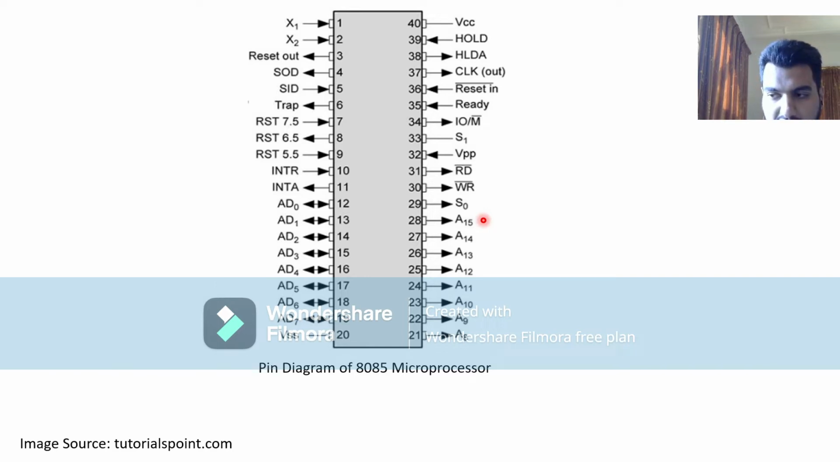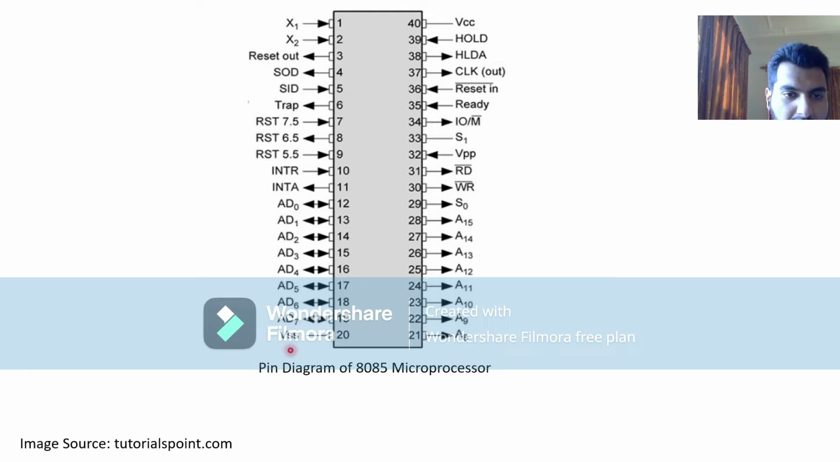And for the status signals, we have 3 status signals. One is IO/M, input output memory. It is a signal used to differentiate between input output and memory operations. When it is high, it indicates an input output operation, and when it is low, it indicates a memory operation. Then we have S1 and S0. These are the two signals used to identify the type of current operation.